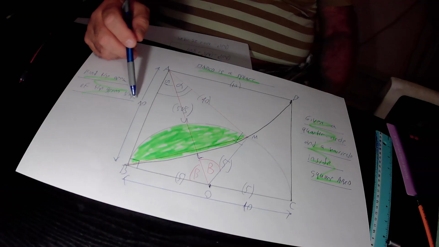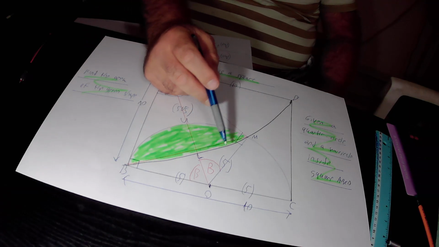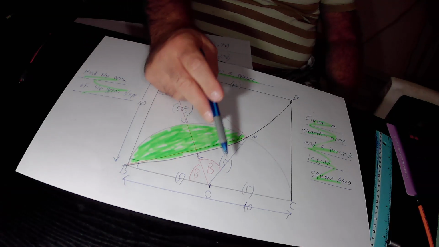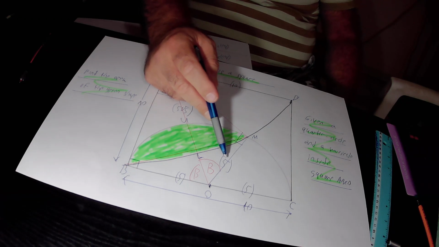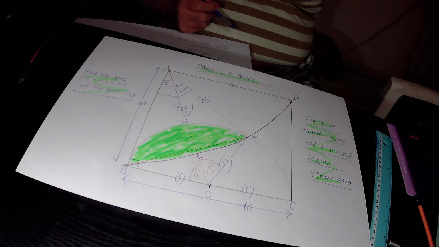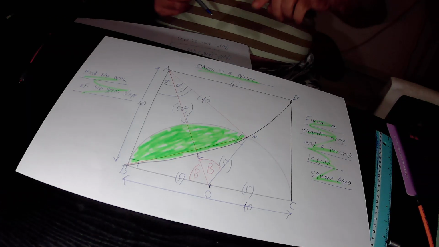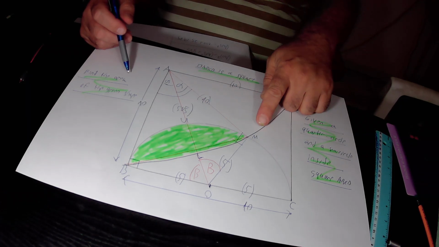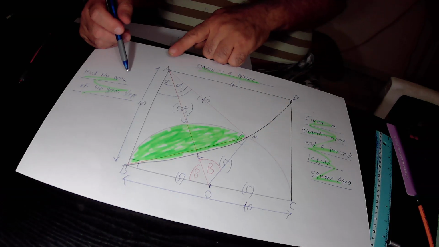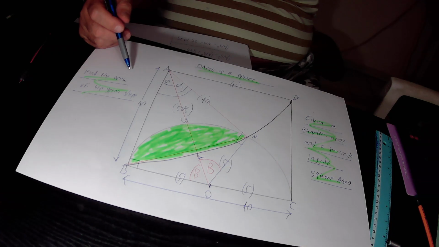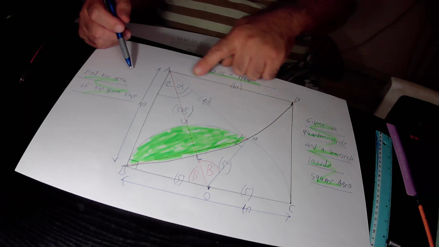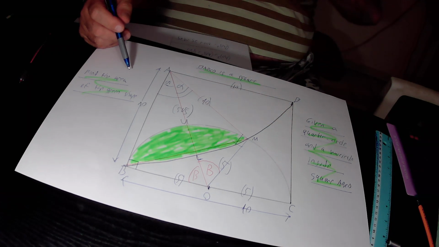In the next step, we join points O and M together by a straight line. Point O is the center of the semicircle, point M is a point on the semicircle itself, therefore OM is the radius of the semicircle, that is 5. In the next step, we join points A and M together by a straight line. Again, point A is the center of the quarter circle, point M is a point on the quarter circle itself, therefore AM is the radius of the quarter circle, that is 10.